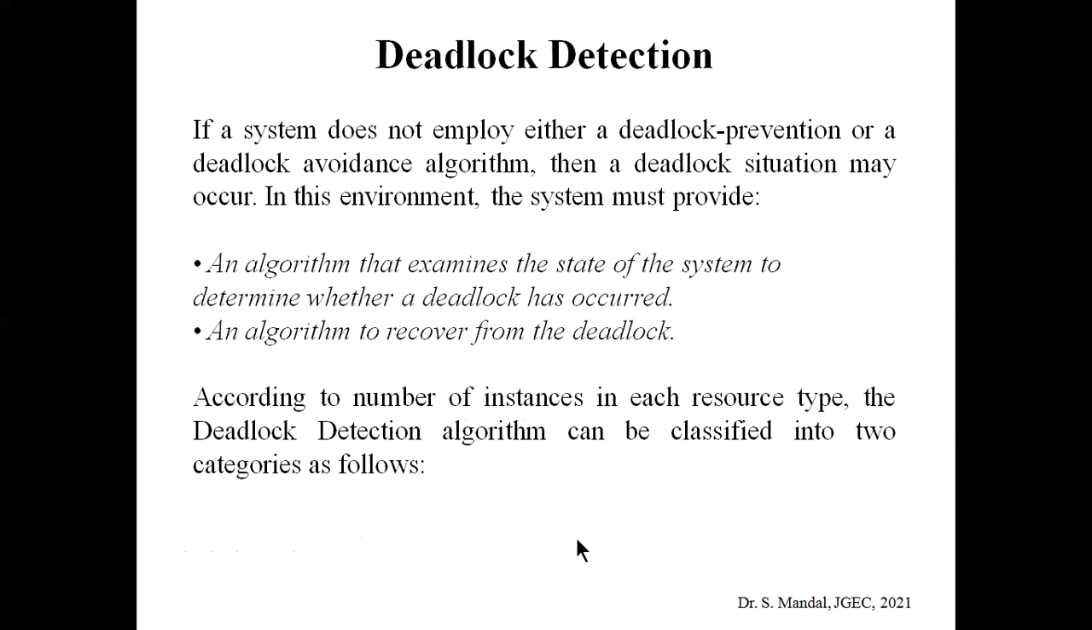Now coming to the next part, that is deadlock detection. Here, if a system does not employ either deadlock prevention or deadlock avoidance, then what we need to do is detect the deadlock, where the deadlock occurs.